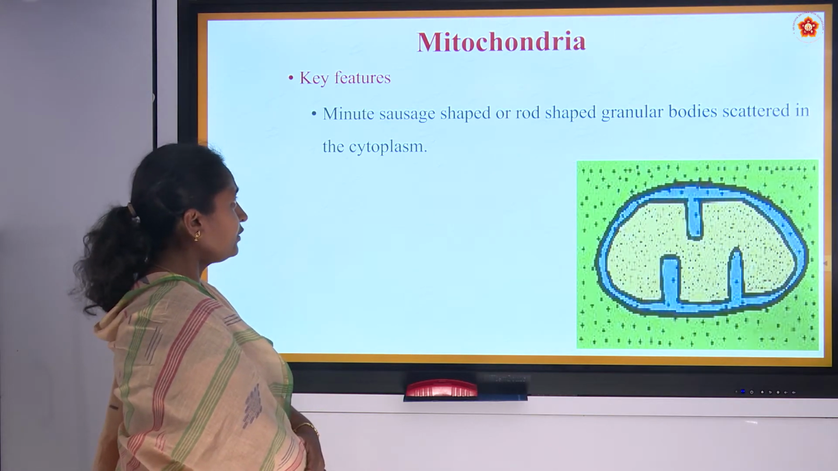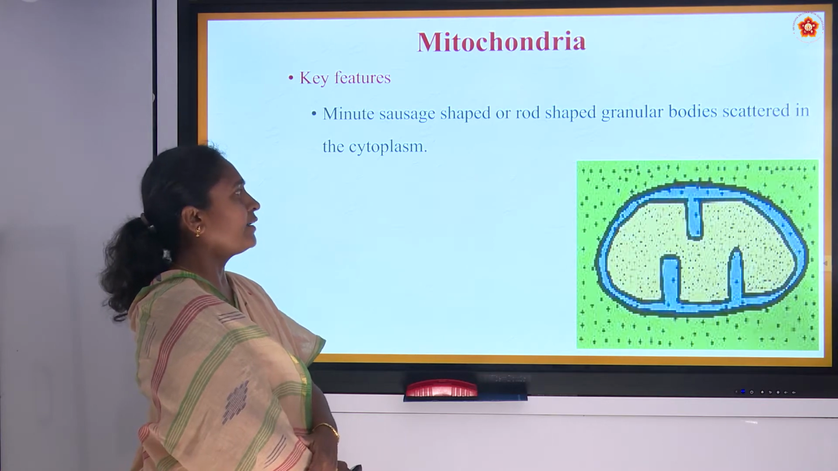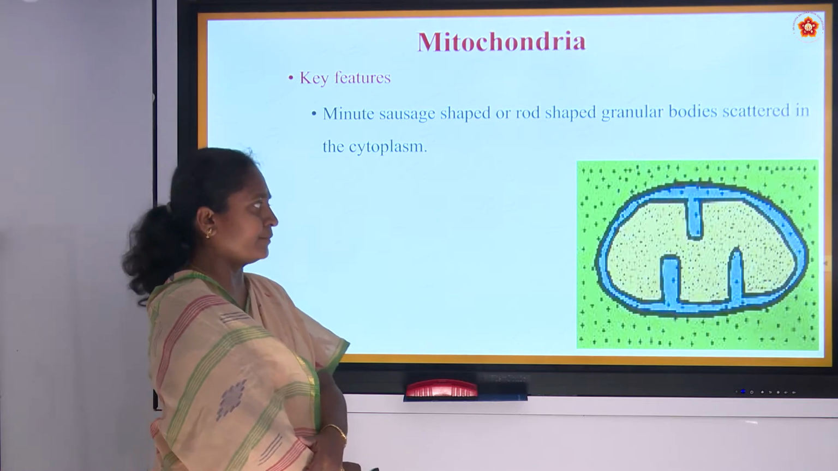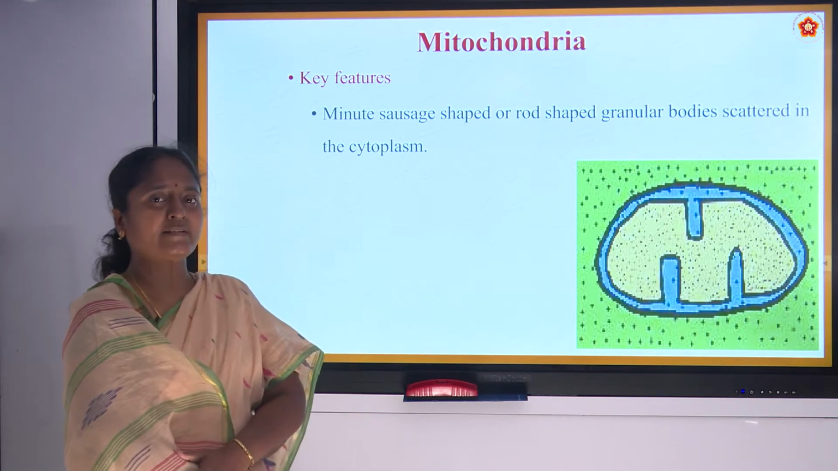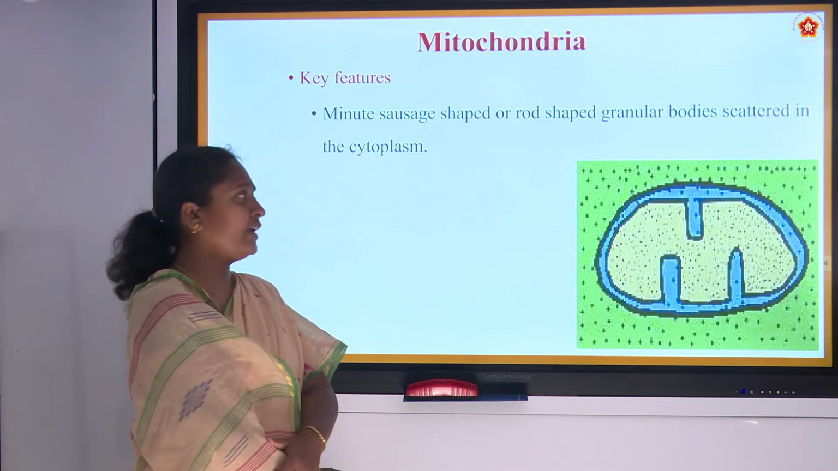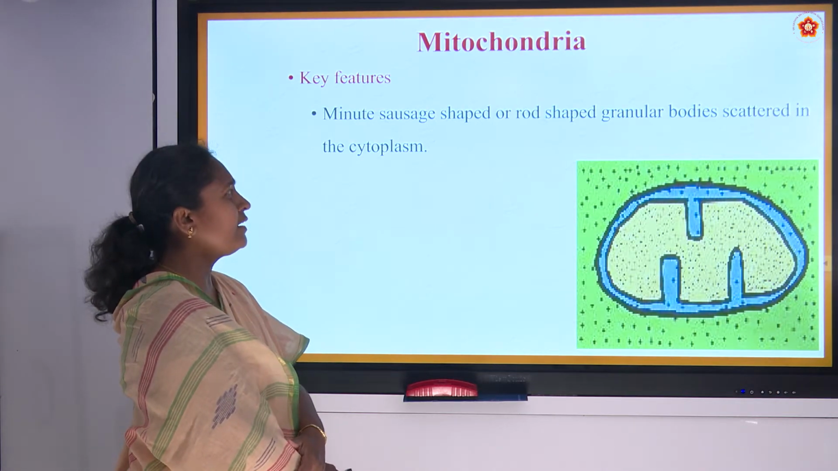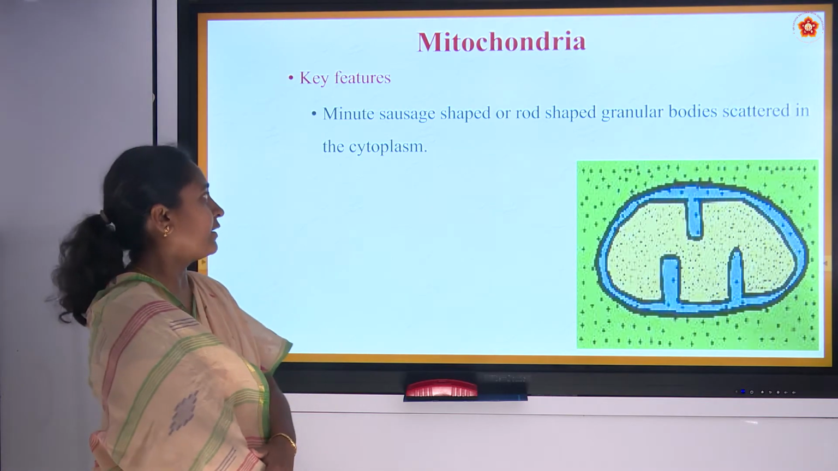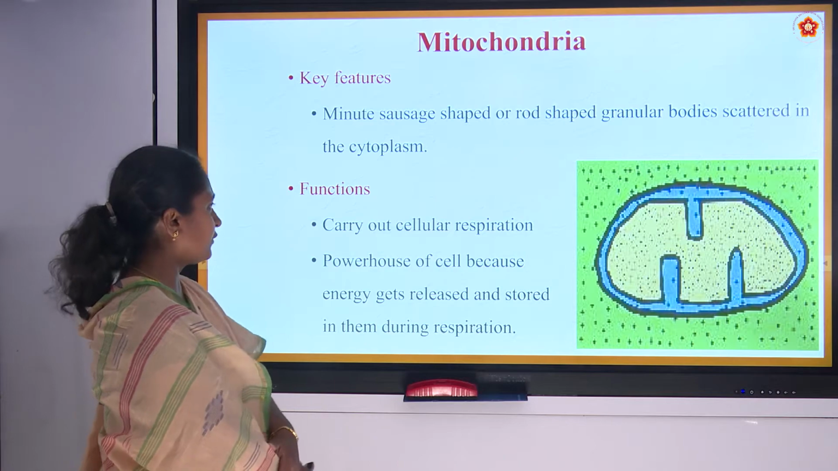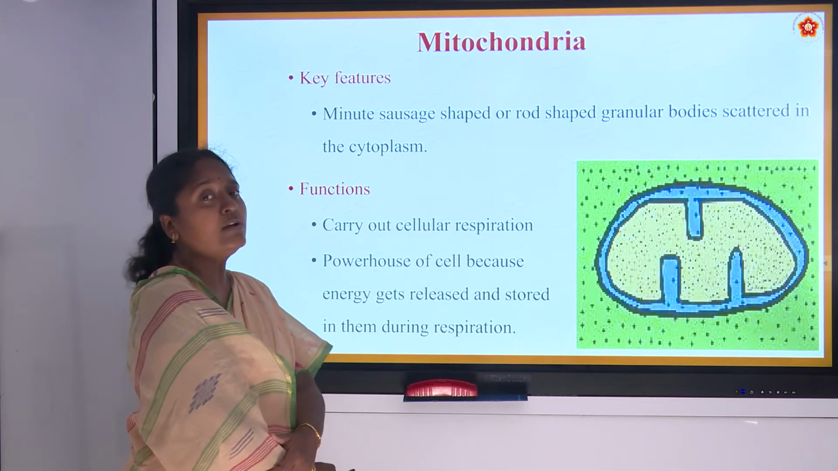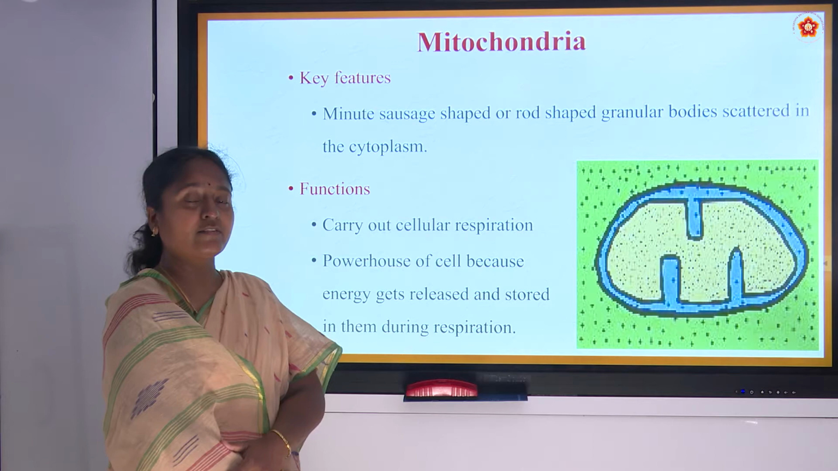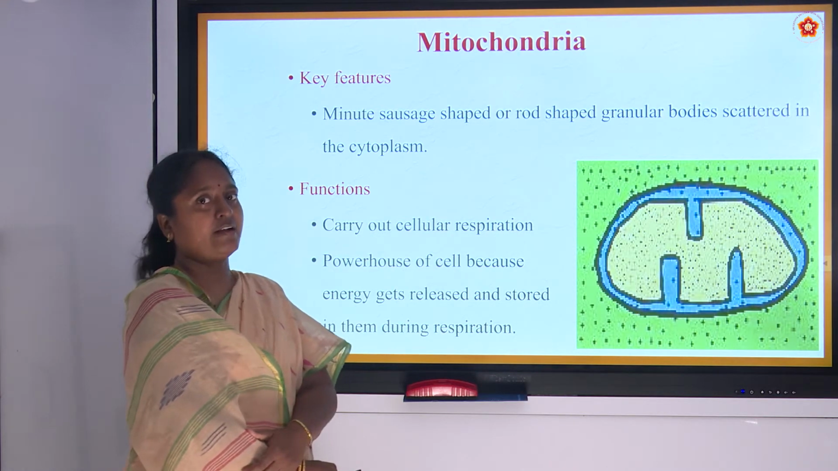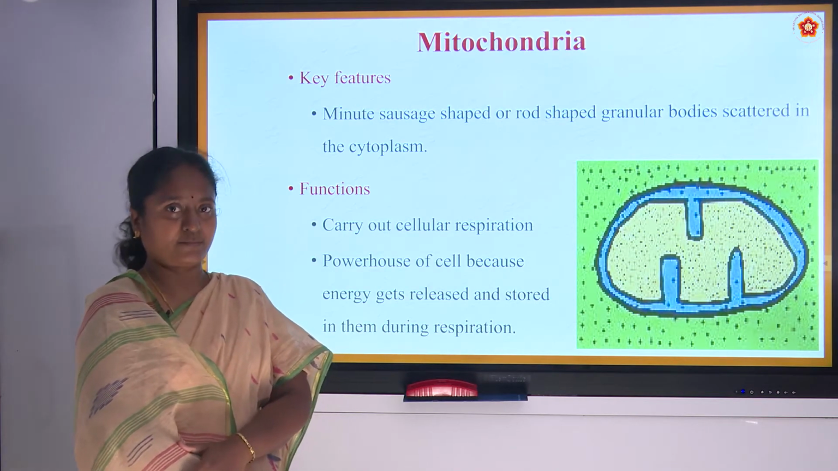They are minute, sausage shaped or rod shaped granular bodies scattered in the cytoplasm. They won't be present in one place, they will be present throughout the cytoplasm everywhere, okay. And this is a small spindle shaped, sausage shaped or rod shaped organelle. The major function is cellular respiration. We are breathing in oxygen, that you know, right? That oxygen is utilized in the mitochondria. So it is doing cellular respiration.